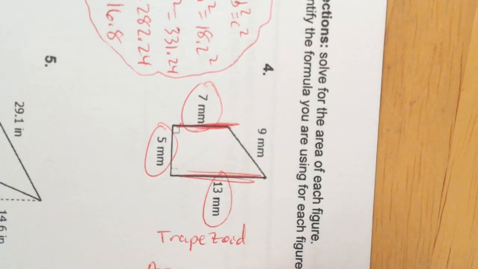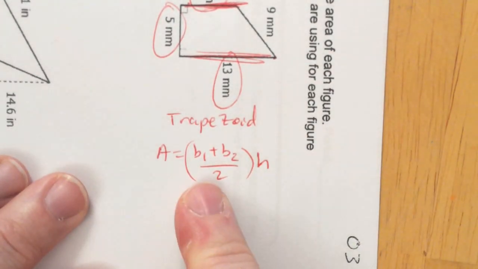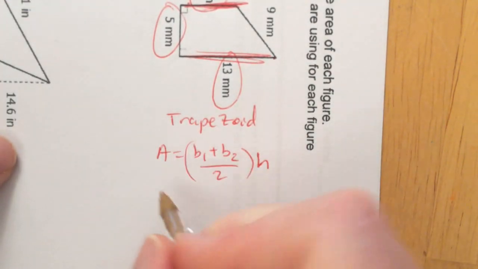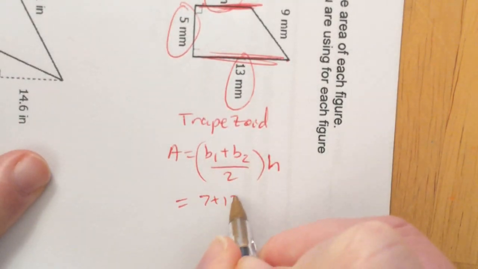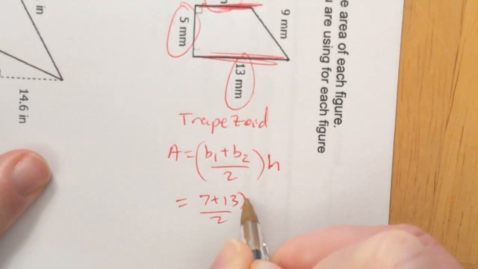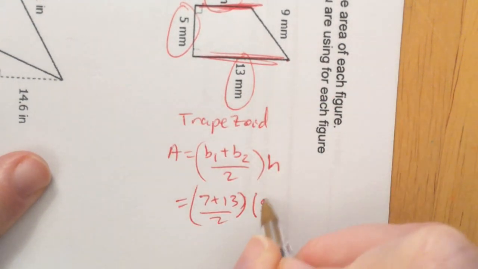So area equals the average of the bases, so base 1 plus base 2 divided by 2, times the height. So average of the bases times the height. All right, so our bases were 7 and 13. So 7 plus 13 all over 2 times your height, which was 5.